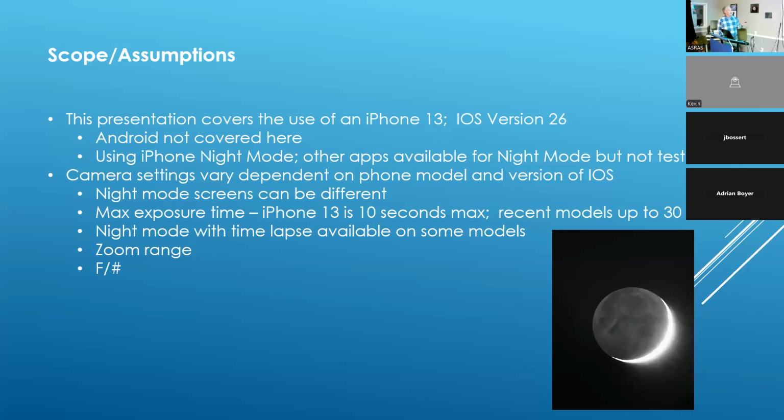And in fact, some recent models can even do night mode with time lapse, so I could see how you would set it up for hours to, say, show the Milky Way moving across the sky, that kind of thing. The zoom range for the different lenses on the phones is different too, because you may want to, if you're looking at an eyepiece, zoom in on a crater on the moon. And so again, it depends what model you have as to what zoom capability you have.